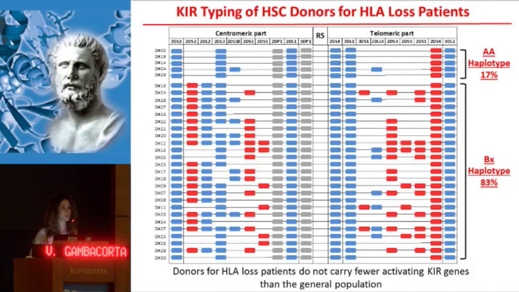Next, we addressed whether the lack of NK cell-mediated control of HLA loss relapses was due to the lack of activating KIRs in their donors. For this purpose, we performed KIR genotyping of all donors of HLA loss patients, and documented that the frequency of KIR-B haplotype was even higher than in the general population, suggesting that the defective immunosurveillance mediated by NK cells cannot be explained by an unfavorable immunogenetic asset of the donor.